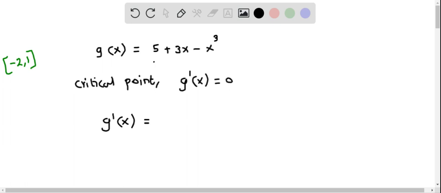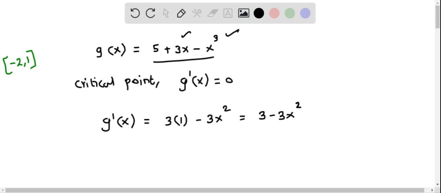And this equals, we have to find the derivative of the right side expression. So the derivative of 5, which is a constant, is 0. And then the derivative of 3x is just 3, because the derivative of x is 1, minus the derivative of x cubed, which, when you apply the power rule, gives negative 3x squared. So let's simplify this. So this equals 3 minus 3x squared. And to determine the critical point, we have to set g prime of x equal to 0. So therefore, I set this equal to 0.